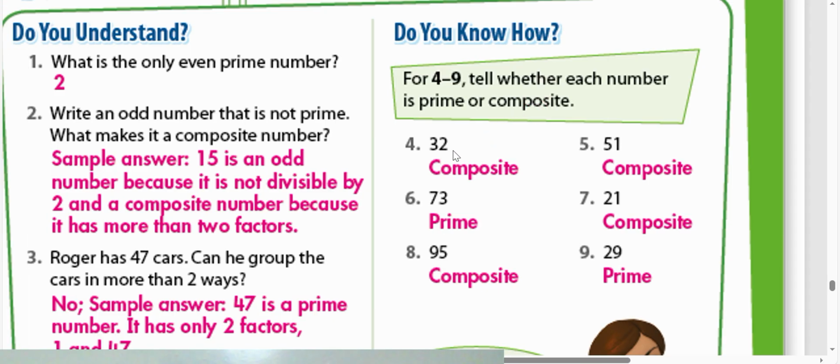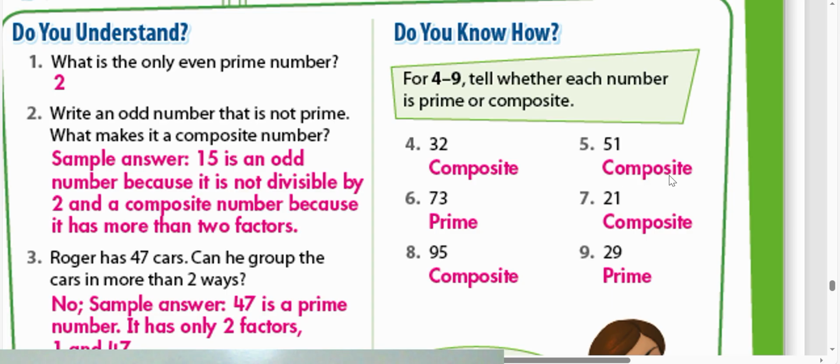Next question. 32 is a composite even number. It can be divided by 2, by 4, by itself, and by 8. We have here more factors of 32, more factors than 2. The factors of 32 are greater than 2.